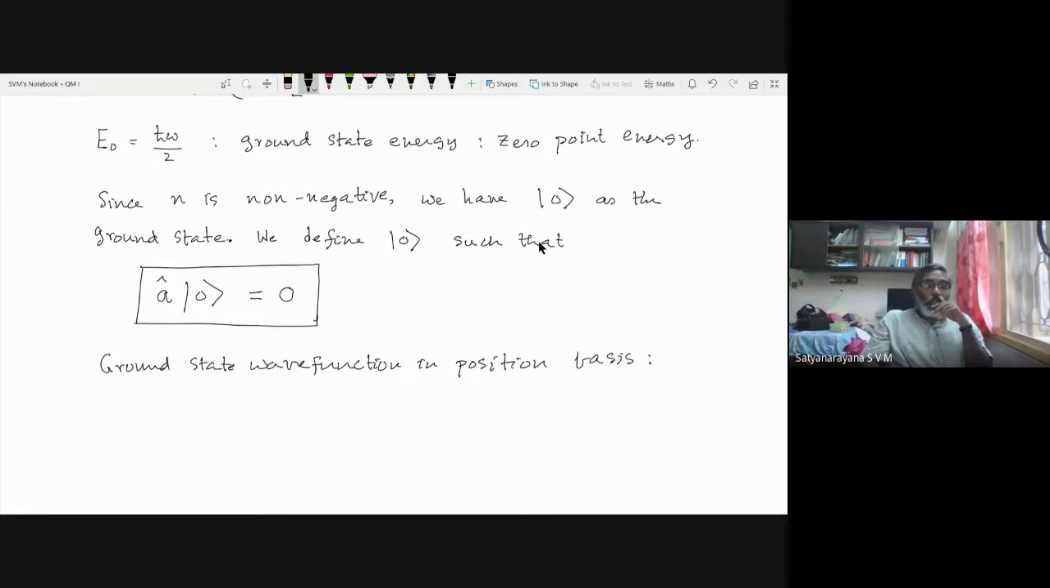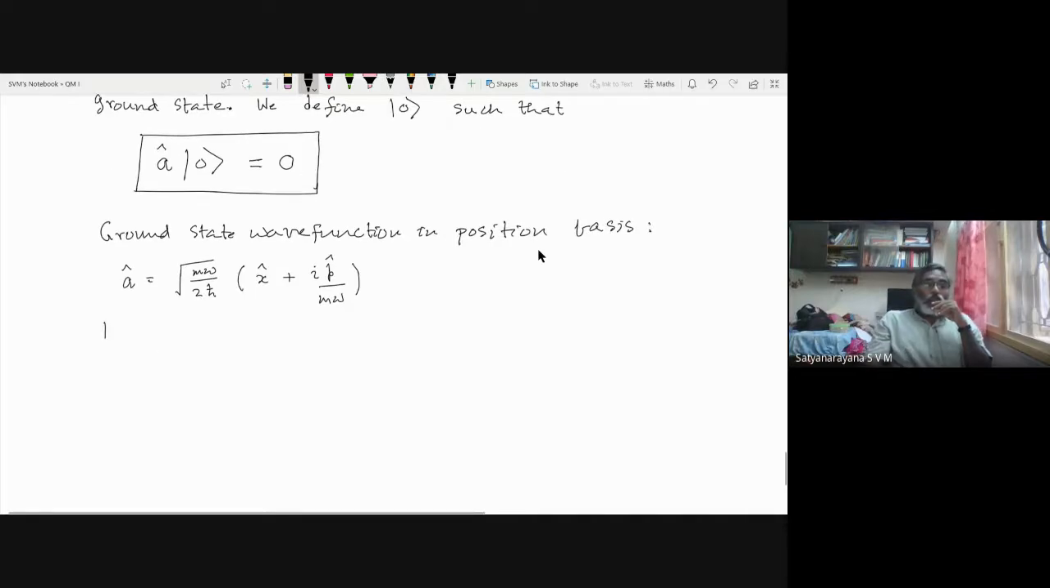Then you have to represent this A in terms of the position representation. So what is our A? Our A is equal to square root of m omega by 2 h bar into x plus i times p divided by m omega. Correct? So this is my A. Now in position basis, what is the rule? X cap operating on some f of x will be simply x multiplied by f of x. And p cap operating on f of x is equal to h bar by i into df by dx. This is the rule of operator correspondence in position basis.